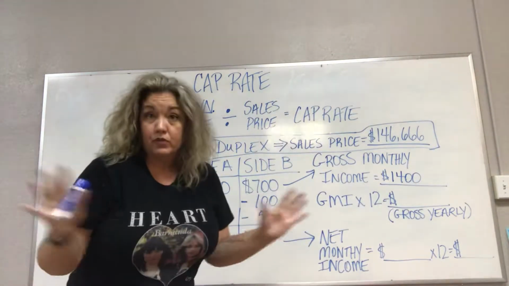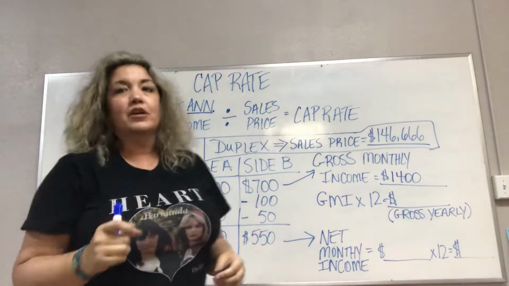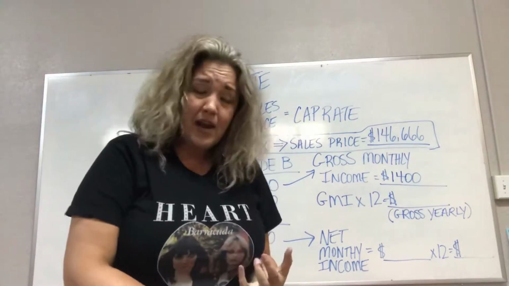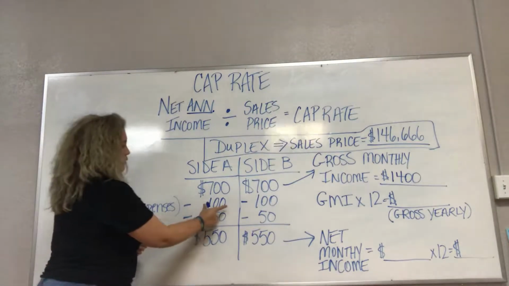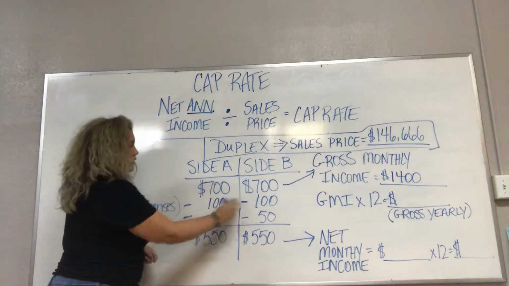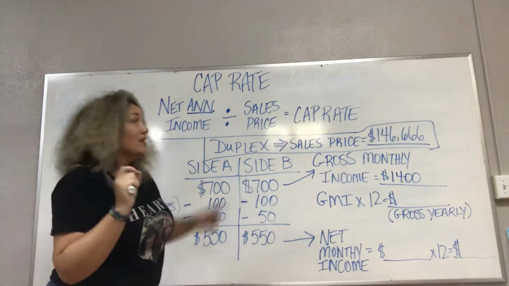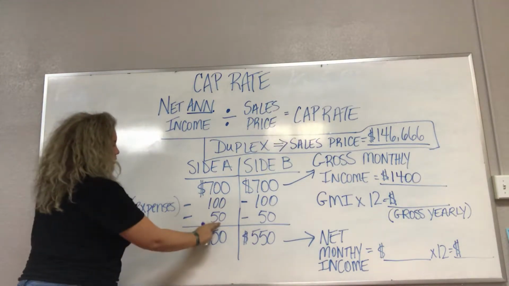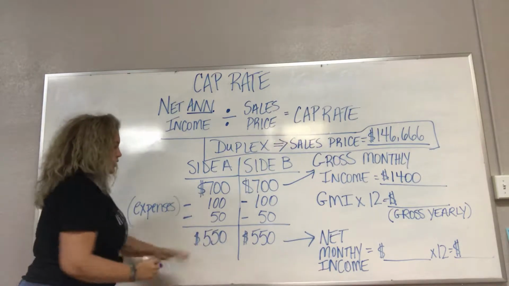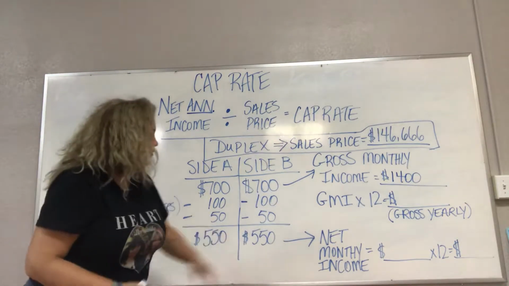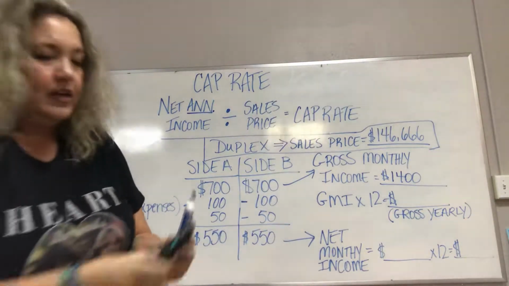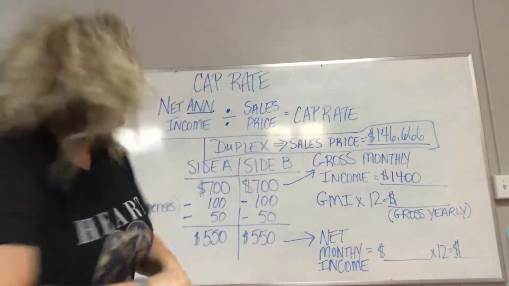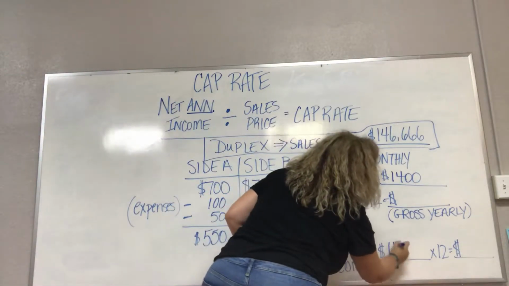Okay, so now we have gross. Great. But they've also let us know there is a $100 management fee and that each side averages about $50 in repairs month over month. So we need to subtract this $100 from each side because we have to get our net amount, right? Okay, so $700 minus $100 minus $50. So each side nets $550 each, which if we get our handy dandy calculator and add those together, that is $1,100 net monthly income.